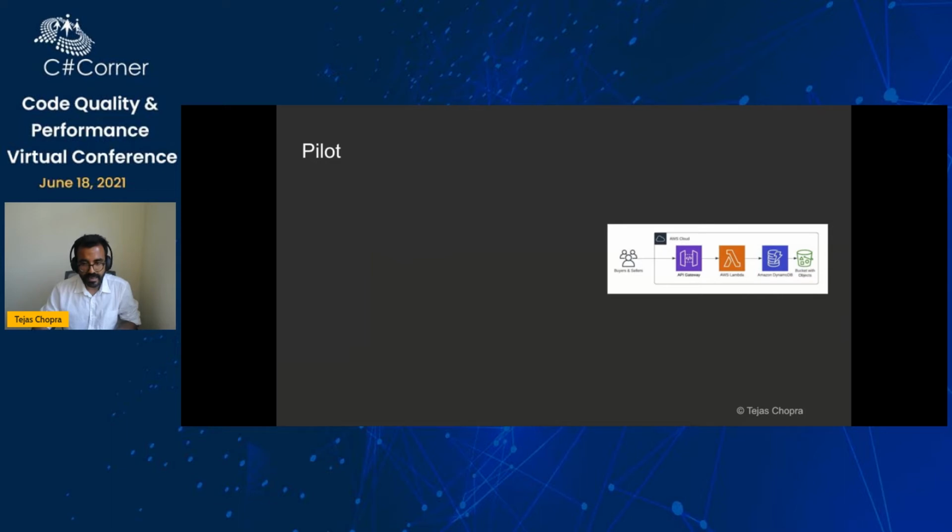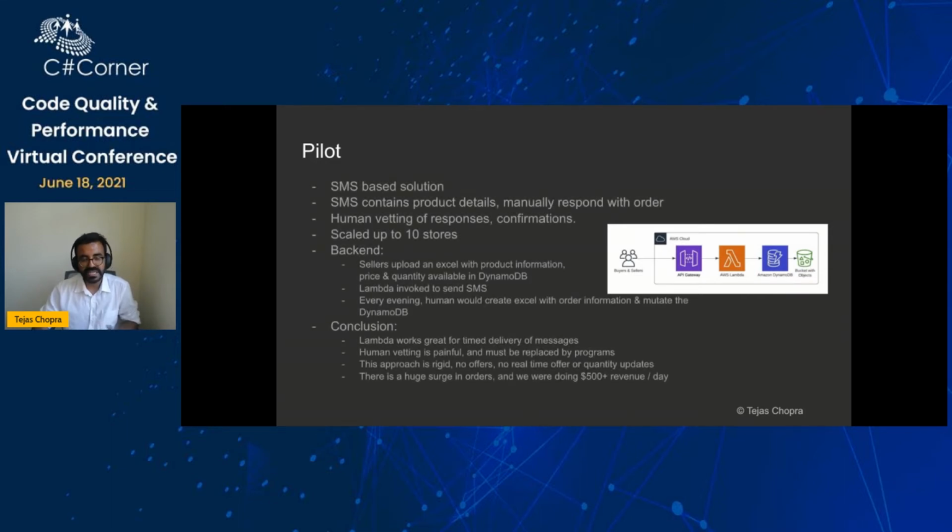So I started off with a pilot, and the pilot was very humorously simple. It was an SMS-based solution. So I would have a Lambda that sends an SMS every day with a list of all the products, and it would be a long SMS. And we would send it to the buyers, which are retail shop owners, and they would respond by scrolling on the SMS and then saying that they wanted a particular product and how much quantity of the product they wanted.